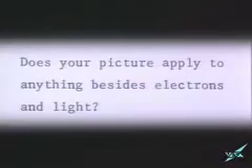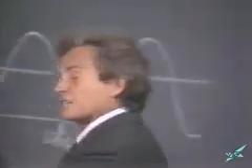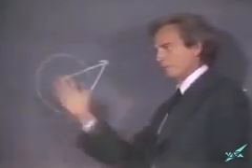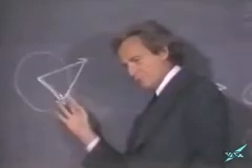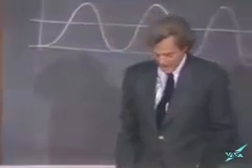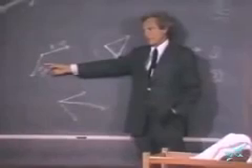Does your picture apply to anything besides electrons and light? This aspect is universal over the whole of the world's phenomena, as far as we can tell, not just light and electricity. This phenomenon of drawing arrows and making areas for probabilities. Probability amplitudes, we call them. The amplitude and the probabilities are the squares of these amplitudes. That's universal. The next problem is a rule for how to draw arrows under different circumstances.